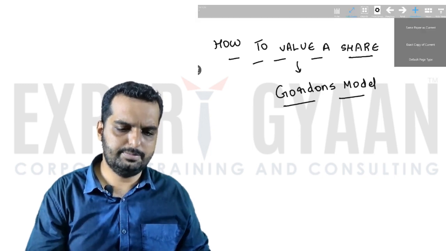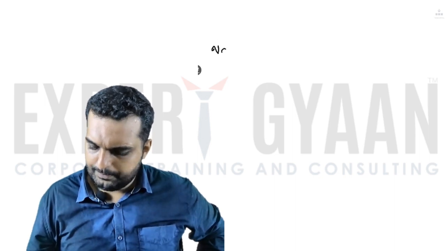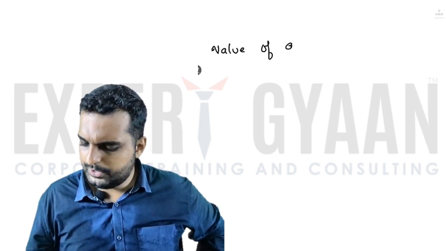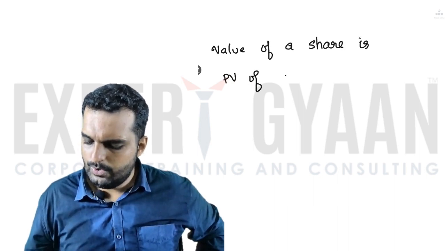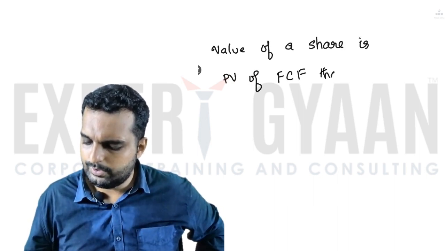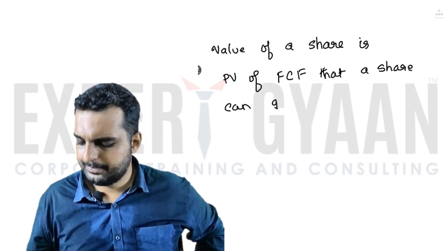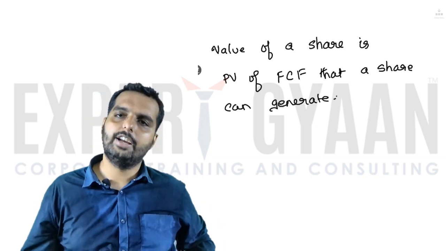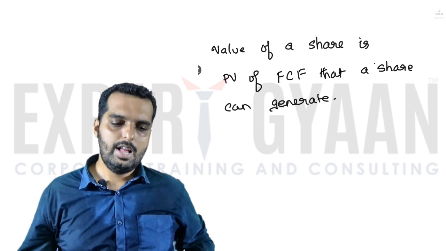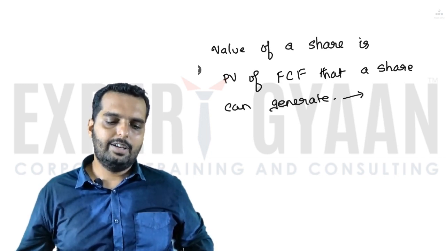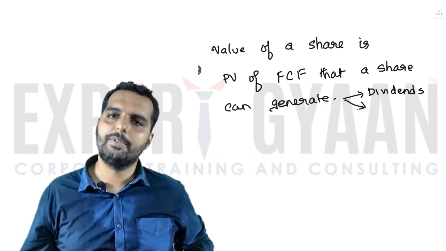Let me write this down. Value of a share is the present value of future cash flows that a share can generate. Now tell me friends, what are the future cash flows in case of a share? One of the cash flows is dividends. What is the other cash flow in case of a share?